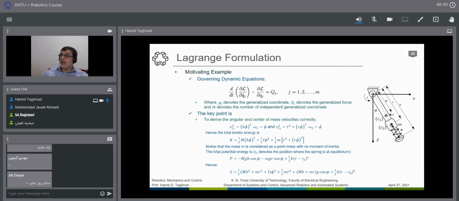And what about the omega in this case? Since these two are both moving with phi dot, the omegas of both of them are equal to each other, so omega 2 is also phi dot. And so we have found the velocities quite accurately now. Now we go to the next step to find the total kinetic energy.